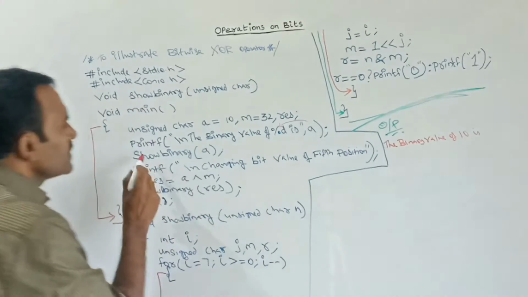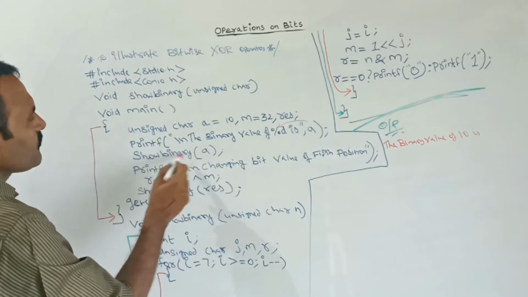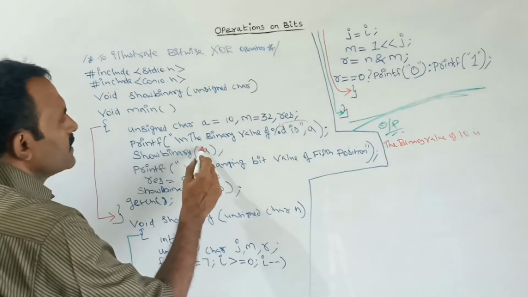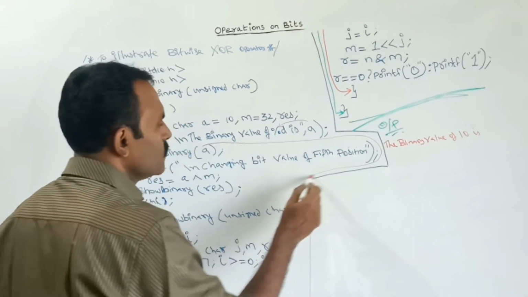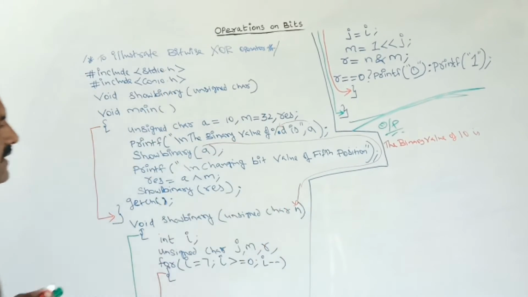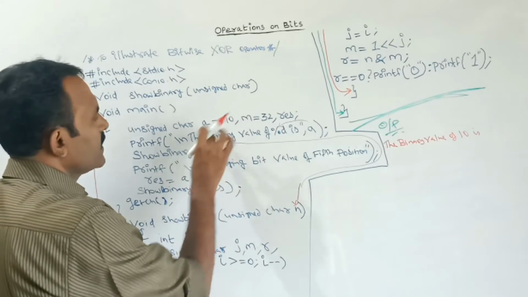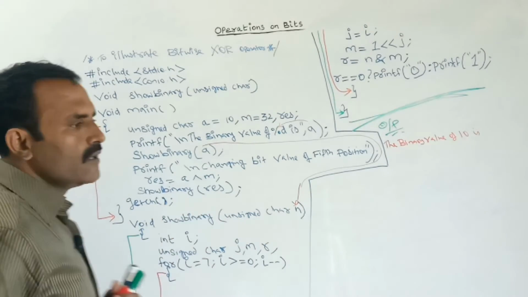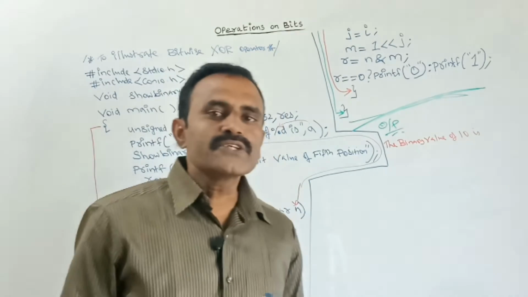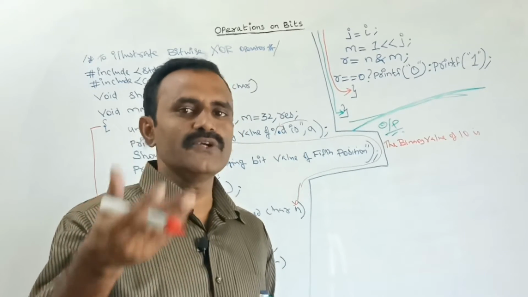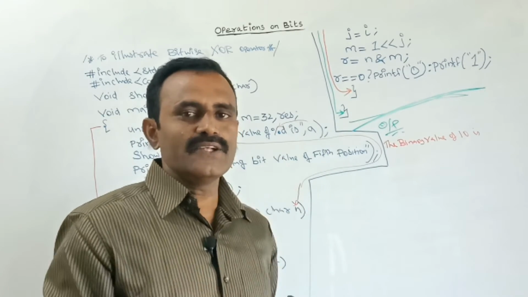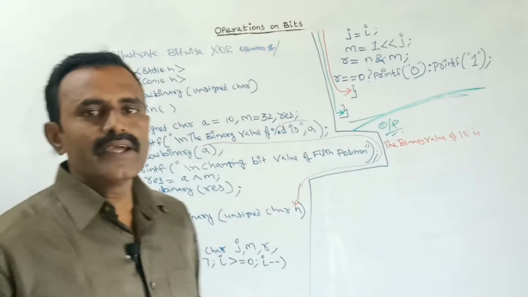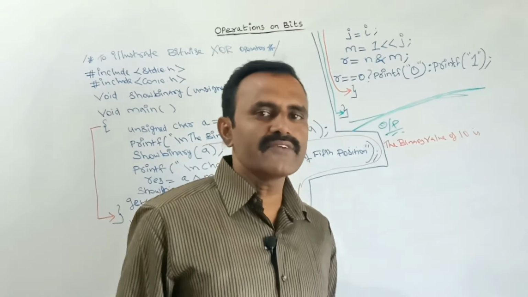Next step, I am passing this a to the binary user defined function. So this a is passed or copied to n. So now n will hold the value 10 here because we are passing the 10. Next, in this step, this void binary user defined function is used to display the binary value of the passed value. This already we had seen, how to display the binary values by using the user defined function.